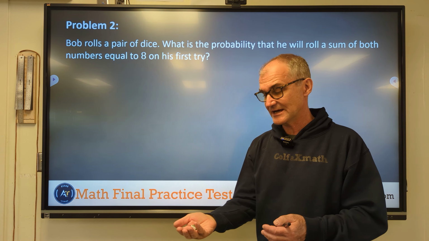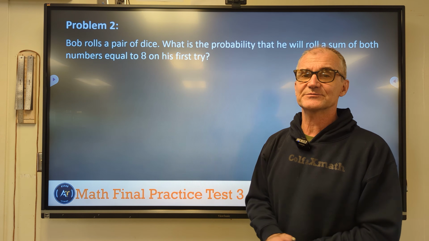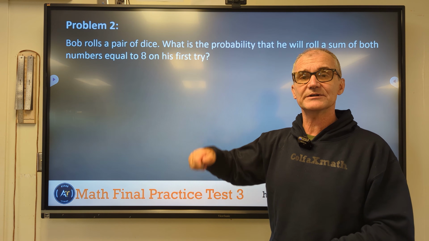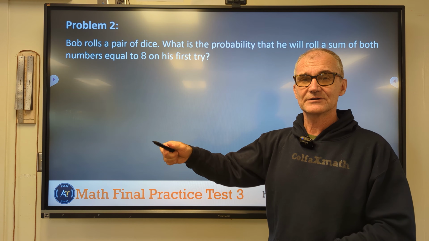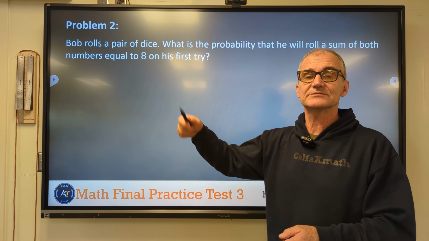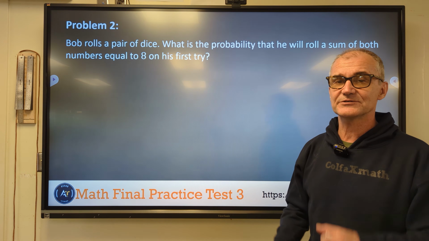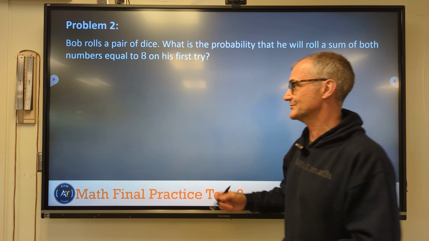So I roll these two dice, and I think about how many outcomes I could get. Well, I get a 1 and a 1, a 1 and a 2, a 1 and a 3, a 1 and a 4. Or I get a 2 and a 1, a 2 and a 2, a 2 and a 3. So I could get 6 by 6 outcomes. So there are 36 possible outcomes.